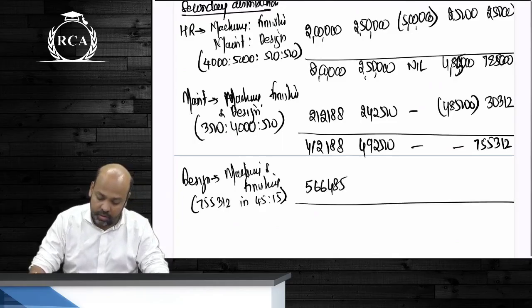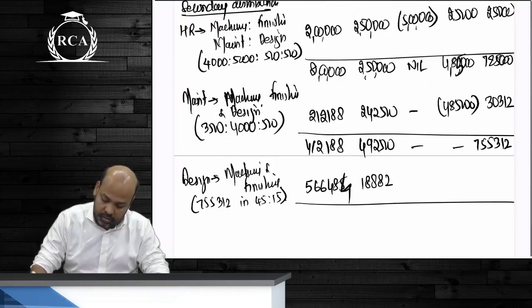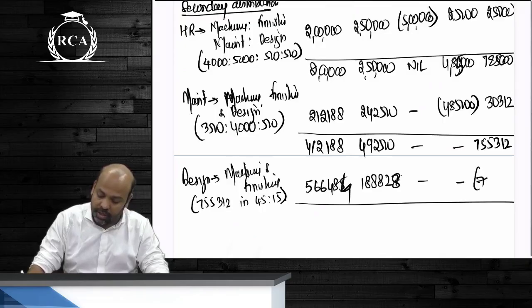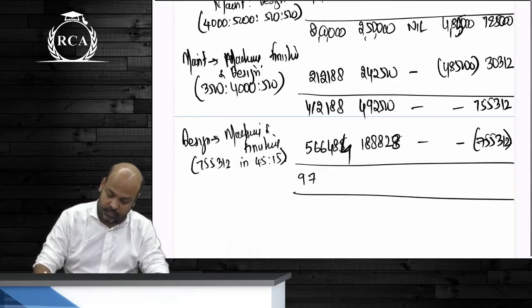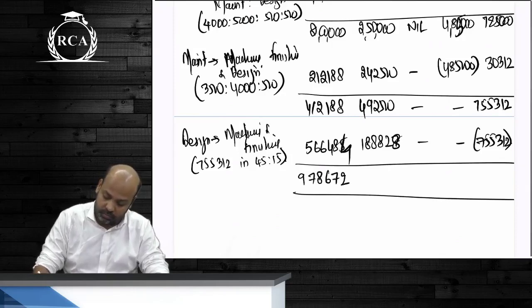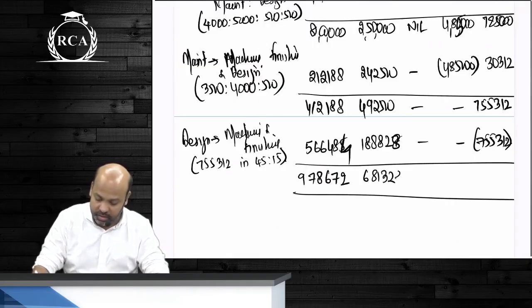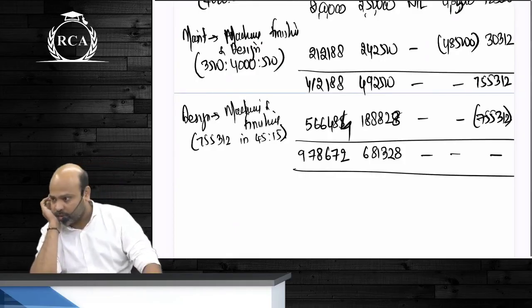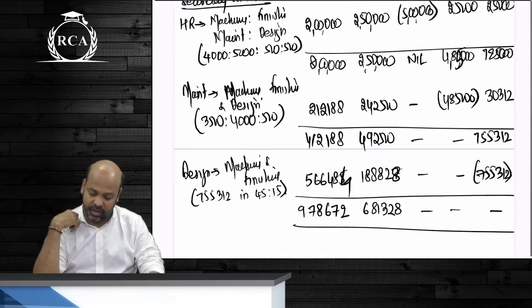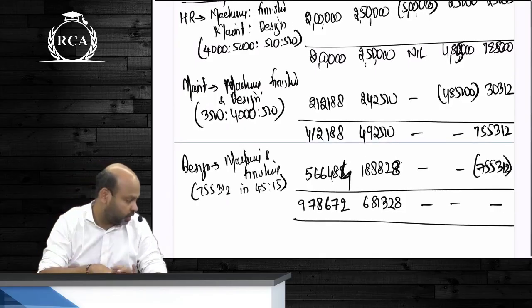66,485, 828. ठीक है हो गया guys. How much will this be better now? 80. This will be the amount, guys. Are we all clear about this? 978,672 guys, 681,328 and zeros.